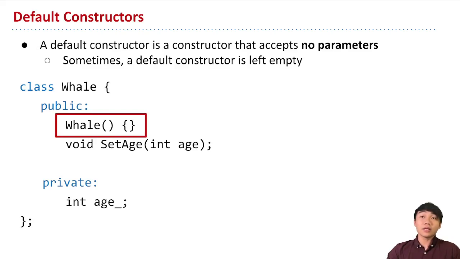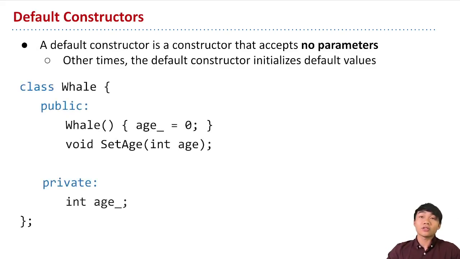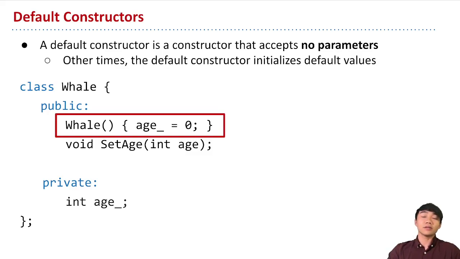In this case, there's nothing within the curly braces. Sometimes default constructors don't do anything, like here, and their definitions are left empty. Other times, the default constructor might initialize some default values to its member variables, like here, setting the age_ member variable in the Whale class to 0.